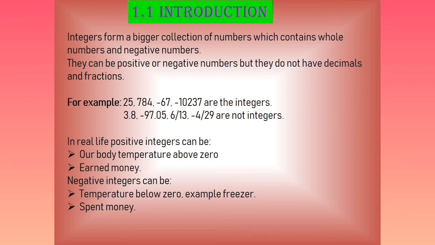In real life, positive integers can be: first, our body temperature above zero; second, the money that we earn. Negative integers can be temperature below zero, for example, in a freezer; second, money that we spent.